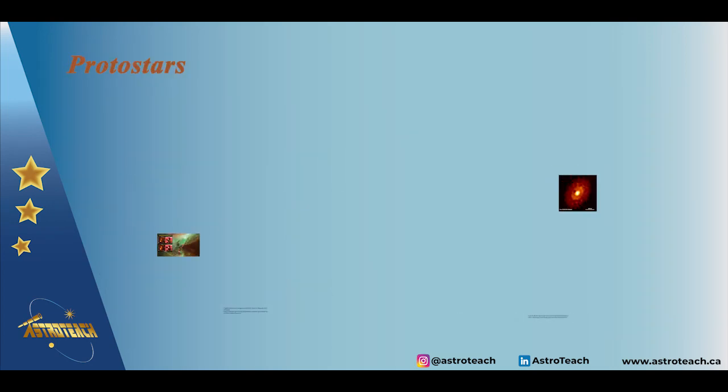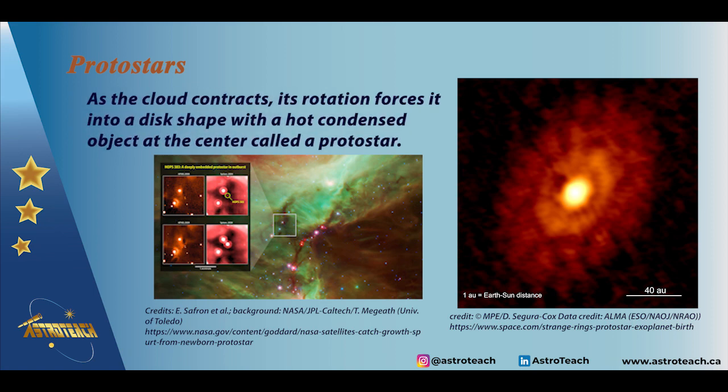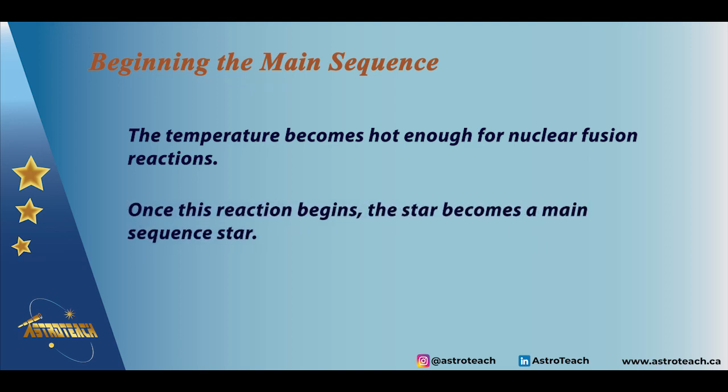And now we want to know about protostars. As the cloud contracts, its rotation forces it into a disk shape with a hot condensed object at the center called a protostar. And finally, the main sequence begins. Eventually, the temperature inside a protostar becomes hot enough for nuclear fusion reactions to begin. Once this reaction begins, the star becomes a main sequence star and stable because it then has sufficient internal heat to produce the pressure needed to balance gravity.